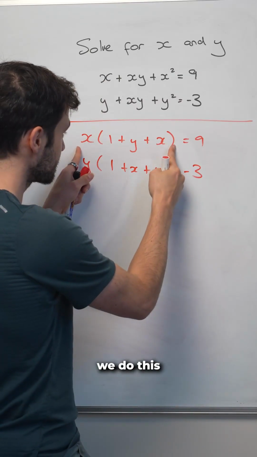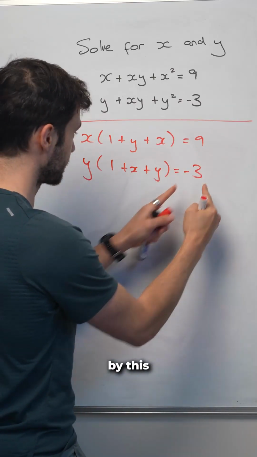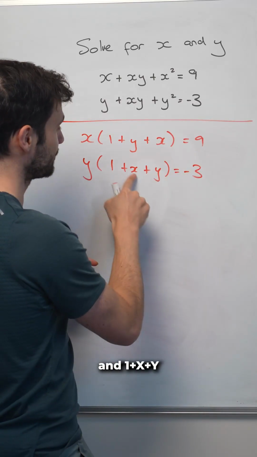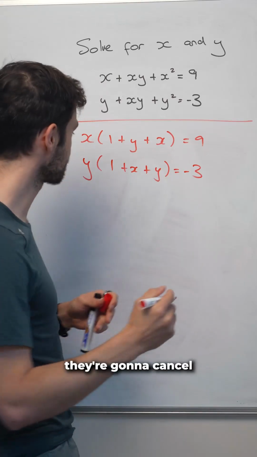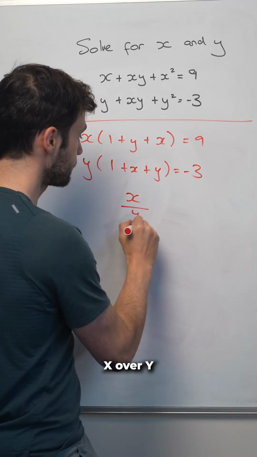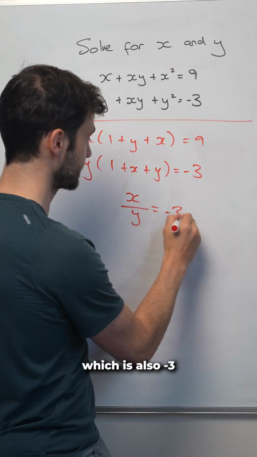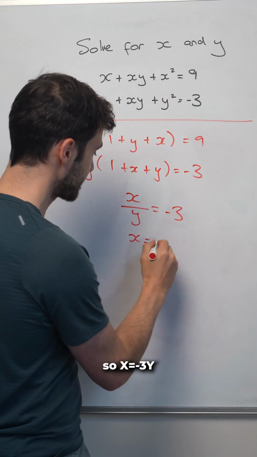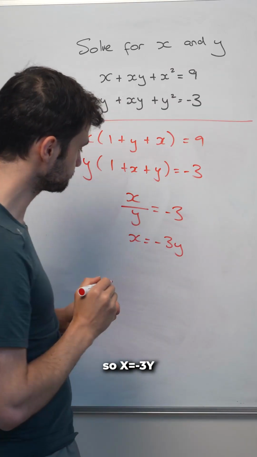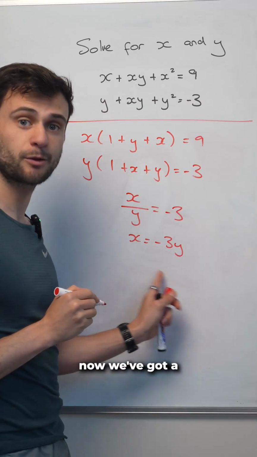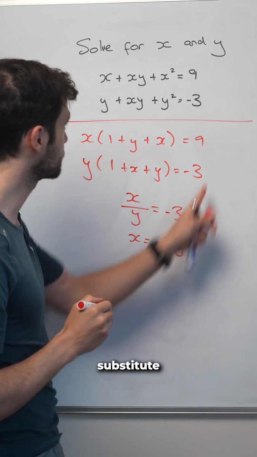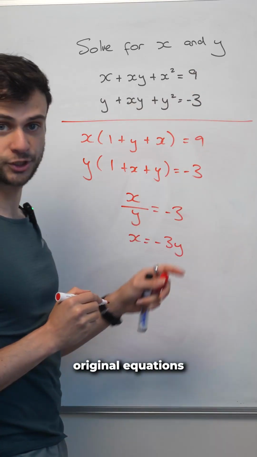So we do this divided by this and this divided by this. The 1 plus y plus x and 1 plus x plus y, they're the same thing, they're going to cancel. So we're going to get x over y is equal to 9 divided by minus 3, which is also minus 3. So x equals minus 3y. Now, this is what we were looking for. Now we've got a simple equation that we can substitute back into either of our original equations.